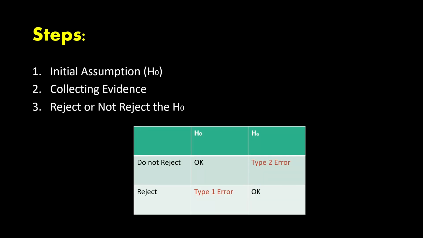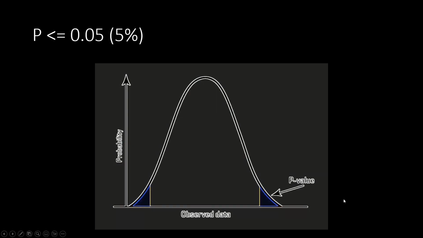We see a graph here. This shows the probability. The y-axis is probability and the x-axis is the observed data. These are the two tails, shown in blue color. This is a Gaussian distribution. So if we have 5% of data, which is greater than or equal to 0.05, it falls in this range, in the mid range. The left side is 2.5 and the right side is 2.5.